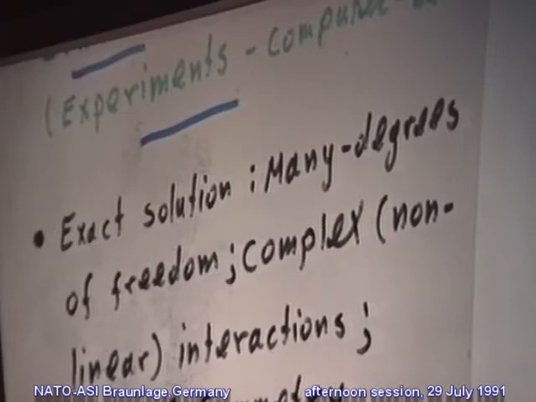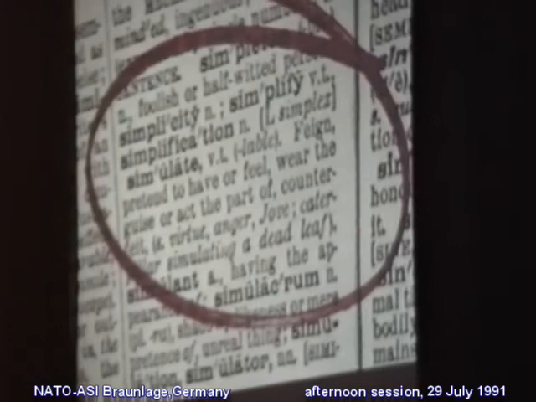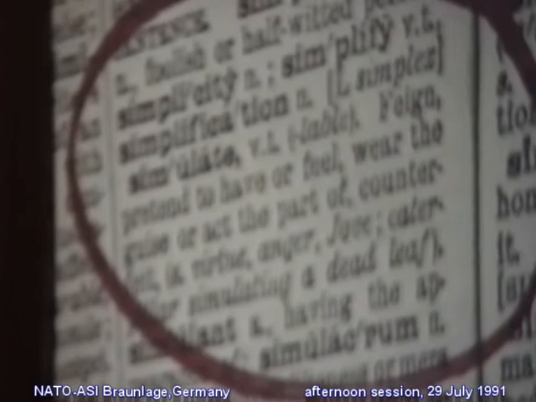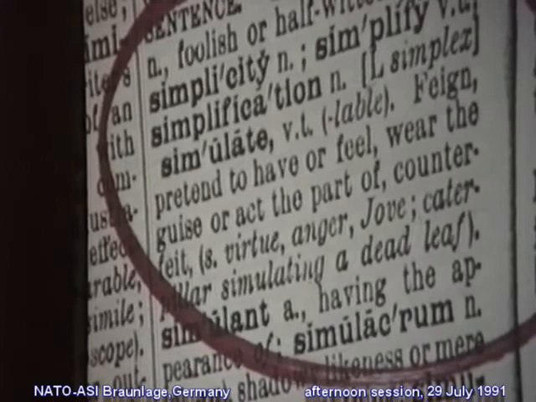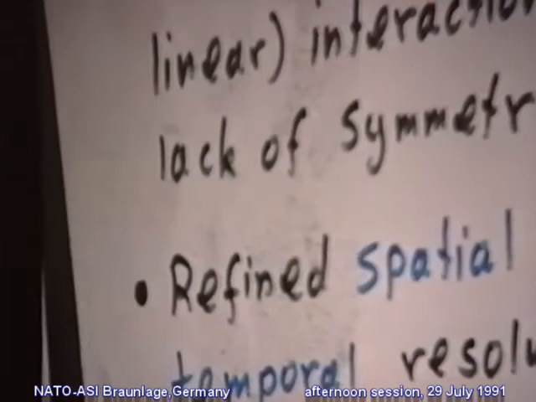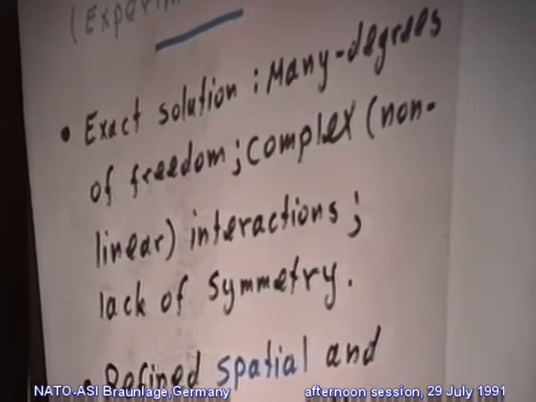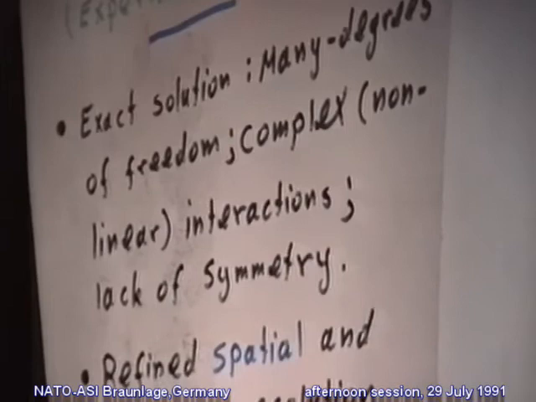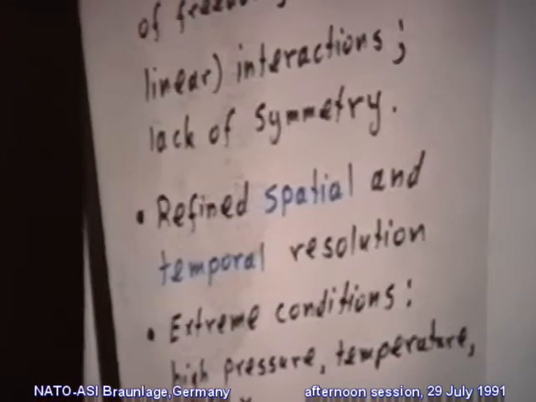For those of you who are not used to the term simulations, I went to the Oxford Dictionary and got a definition of simulation, so that you can see: to feign, pretend, have the feel, wear the guise, act the part, counterfeit. So it also comes close to the word simplification. And in many ways it is a simplification, because it's an exact solution, brute force maybe, of many degrees of freedom. And that's really where you want to use molecular dynamics or computer-based simulation methods, when you want to deal with systems which have many degrees of freedom, complex interactions, including non-linearities, and particularly when there are no symmetry arguments that allow you to do analytical theory. And these are the systems that we're dealing with.